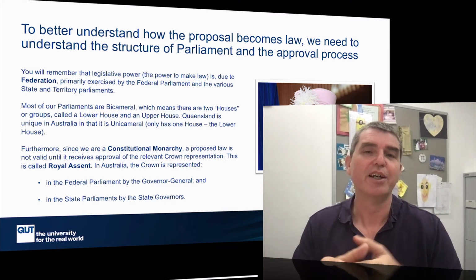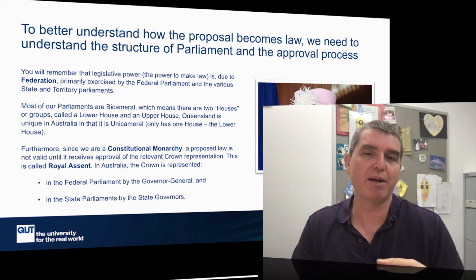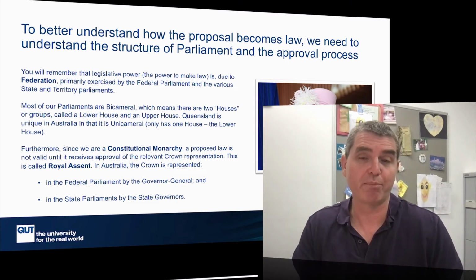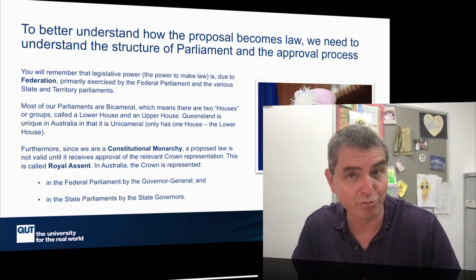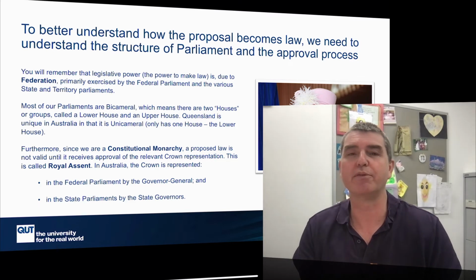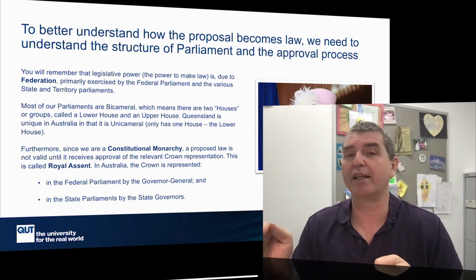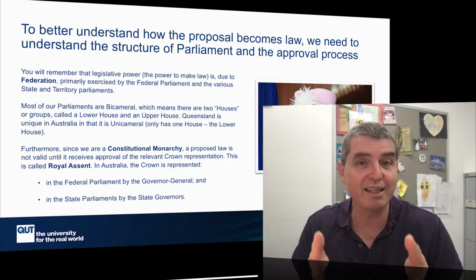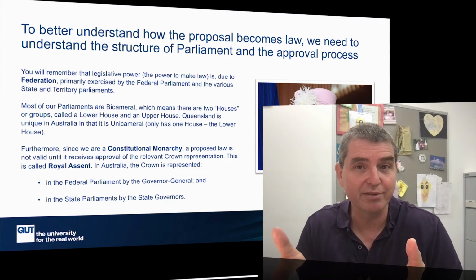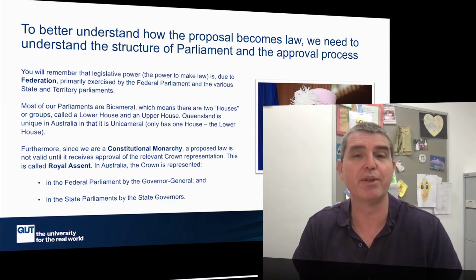So in essence, there's roughly the same number of voters for each member of Parliament in the lower house, in the House of Representatives. One vote, one value roughly in the House of Representatives. It's very different in the Senate, which is called the States House. In the Senate, the states all get the same number of senators, irrespective of how many people there are in the state.